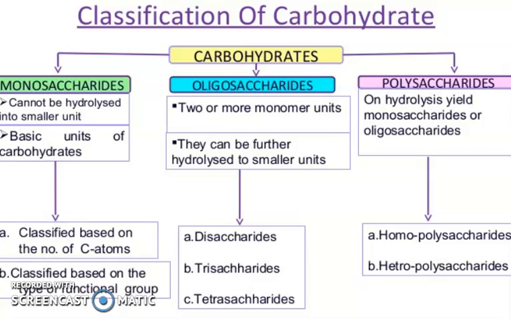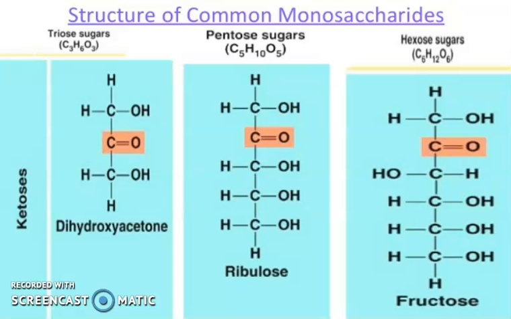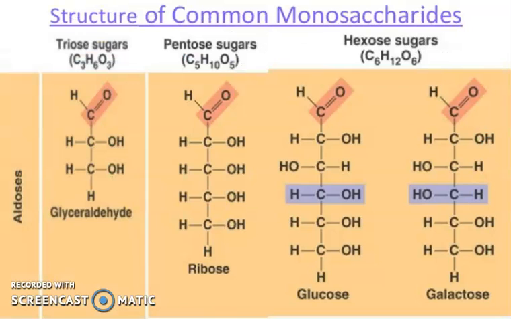Homopolysaccharides and heteropolysaccharides. Now, based on number of carbon atoms: triose, tetrose, pentoses, hexoses and heptoses. Based on the functional group: aldoses, with aldehyde, and ketoses, with keto, such as dihydroxyacetone. Now, a structure of common monosaccharides. You can see here triose sugar, pentose sugar and hexose sugar, such as glucose or galactose. You see pentose sugar ribose and triose sugar glyceraldehyde.